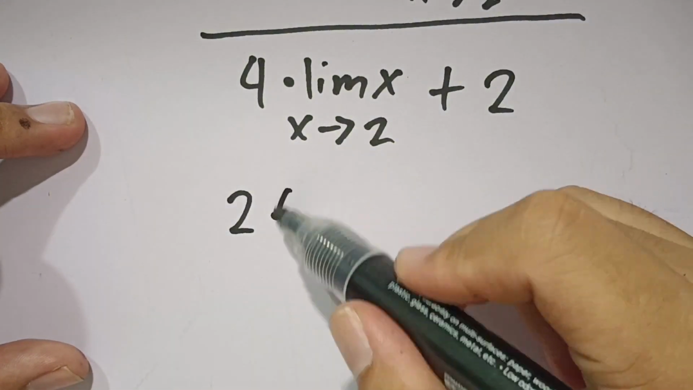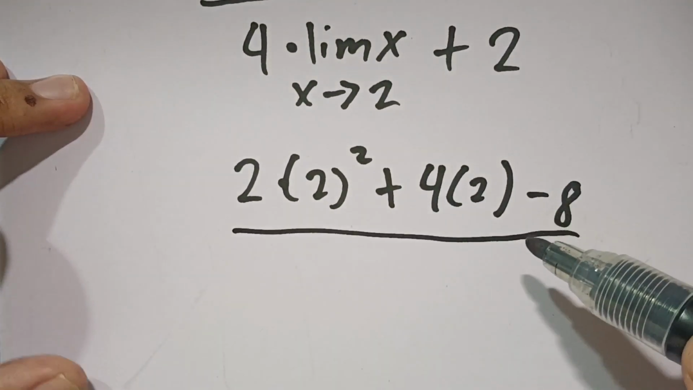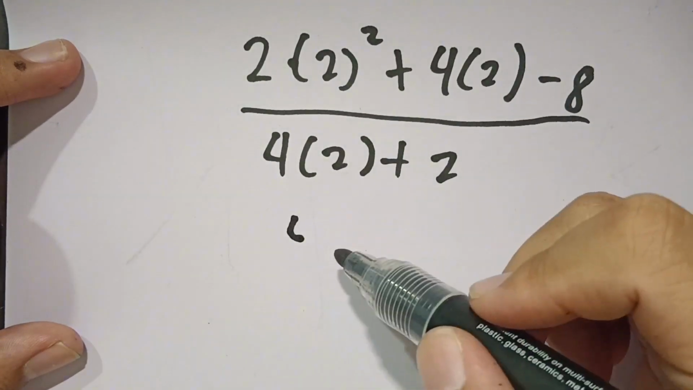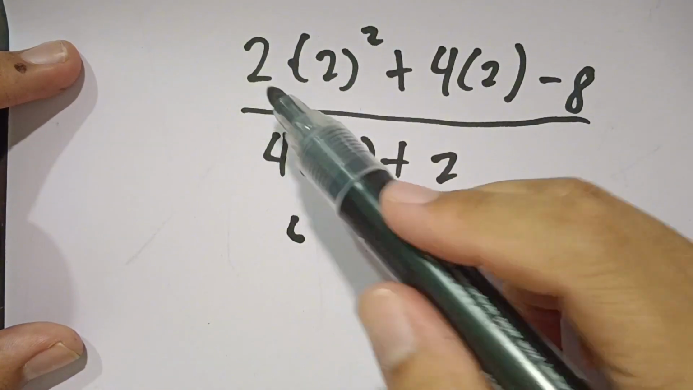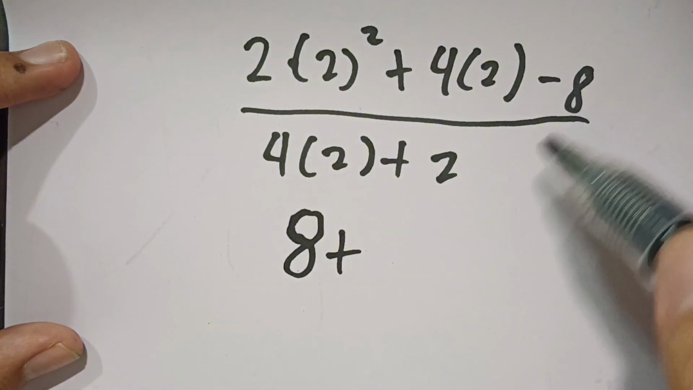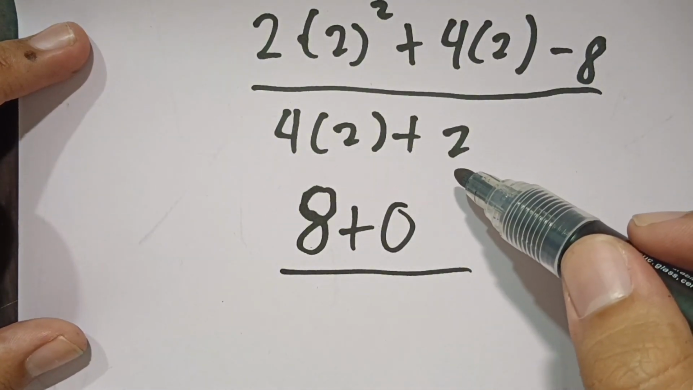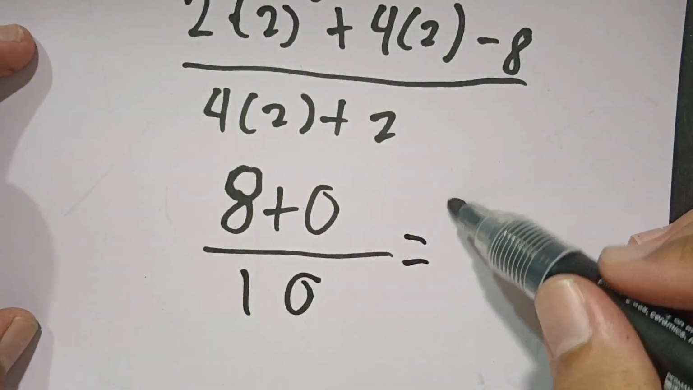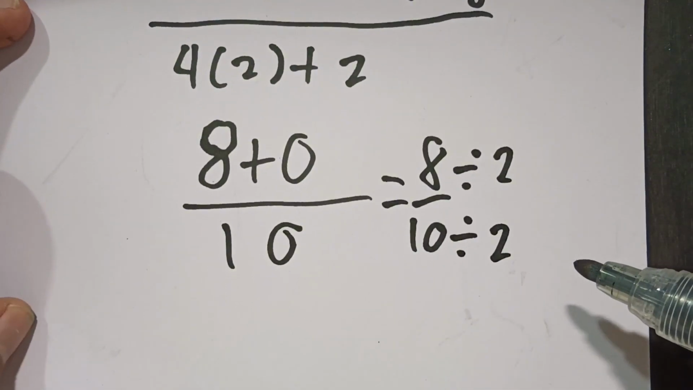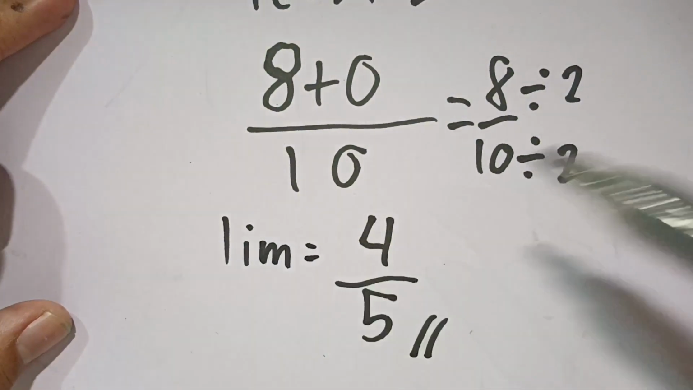We then simplify the equation. Multiply 2 times 2 times 2 is 8. 4 times 2 minus 8 is equal to 0, which you should have not written. Over 10. So 8 over 10, divide both by 2 is equal to 4 over 5.